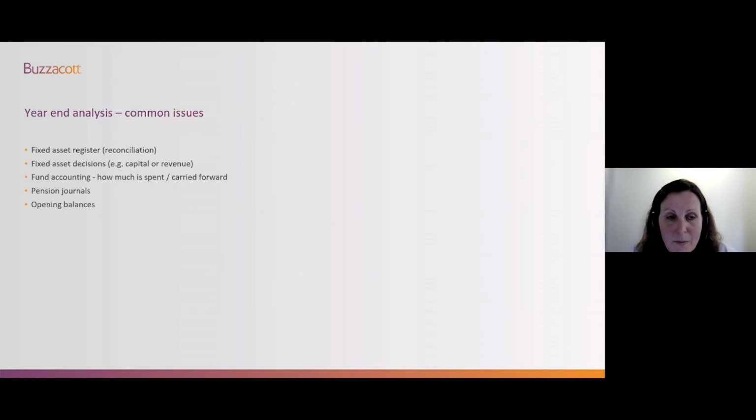Fund accounting, I'll come on to a couple of schedules on that. Really absolutely key that the clarity around the funding coming in, the key funding streams and the amount that's been spent in year and matched to those funding streams, absolutely key that is considered at an early point in the accounts preparation exercise. As I said, pension journals, be clear on the journal required. Again, worth liaising with your auditors on that.